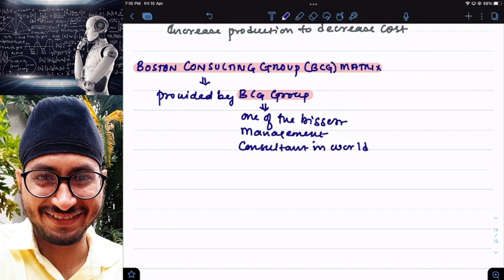Now, how do I analyze? What is the criteria for analyzing using BCG? How exactly does this BCG work? Now, just give me a minute. I'll share one photo which makes it easy to understand.